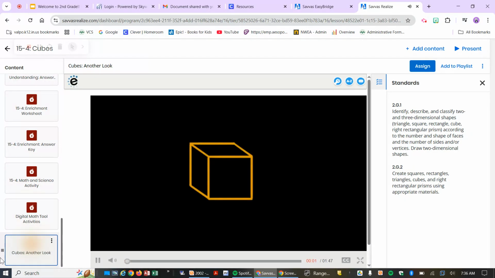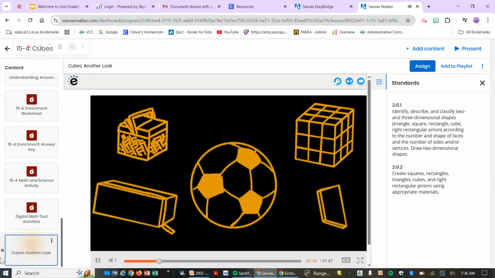See this shape? It's called a cube. It has 6 faces, 12 edges, and 8 vertices. The faces of a cube are all squares, and they are all the same size. Let's look at some real-life objects and tell if its shape is a cube. Remember, we can tell a cube by counting its faces, edges, and vertices.